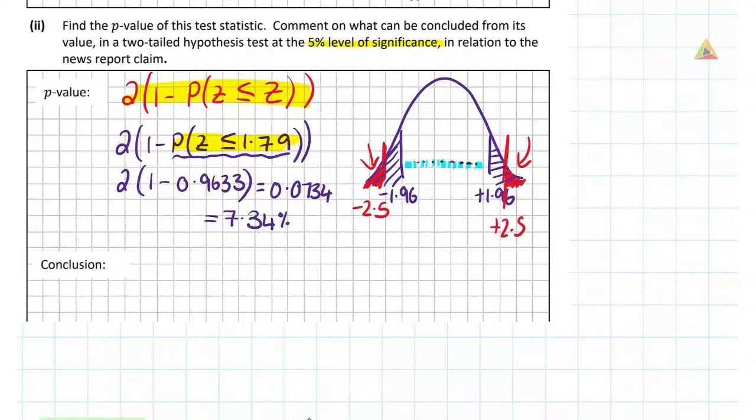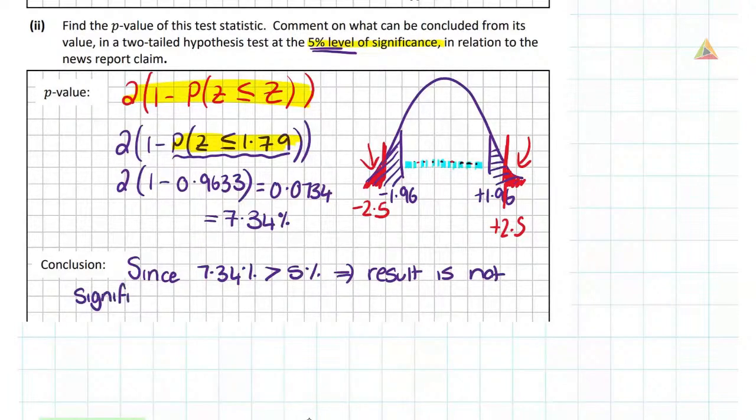Okay, so my conclusion is, since 7.34% is greater than that very important 5%, because remember, to the left of minus 1.96 plus to the right of plus 1.96, we have 5%. So since it's bigger than 5%, then what we say is the result is not significant.